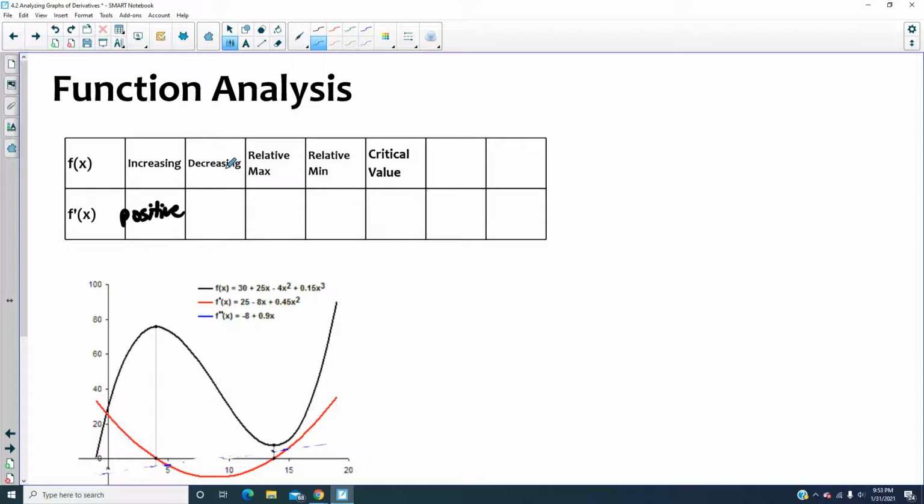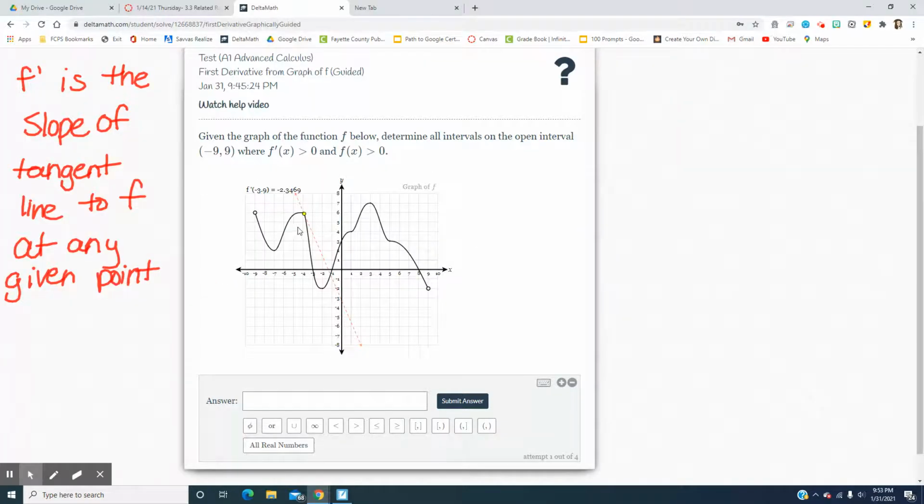Then when f was decreasing, pull that up again. When f is decreasing, so f decreases until about -2, the derivative values are negative.